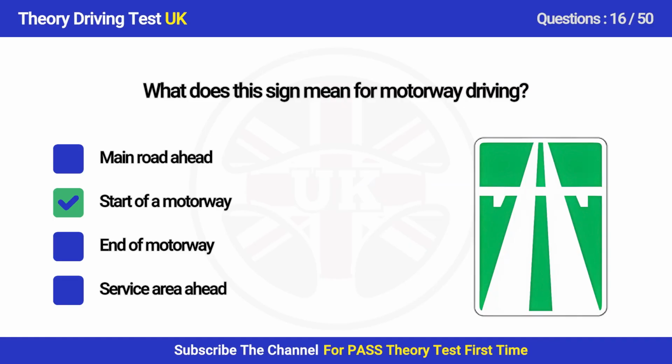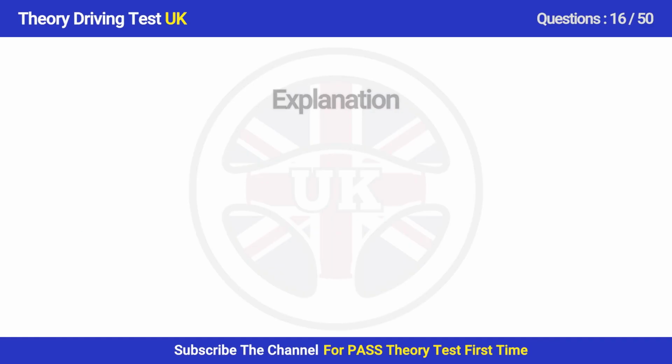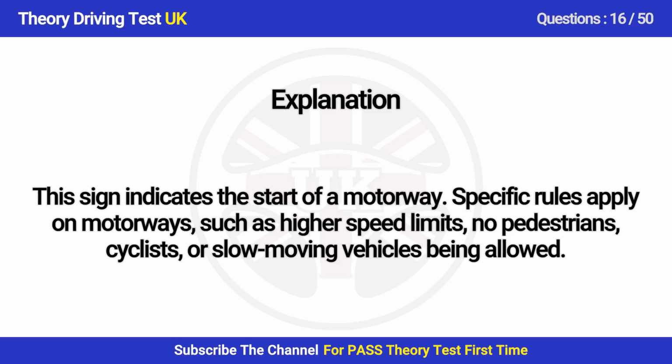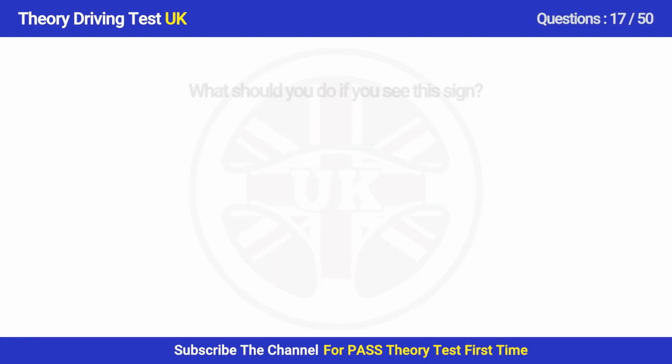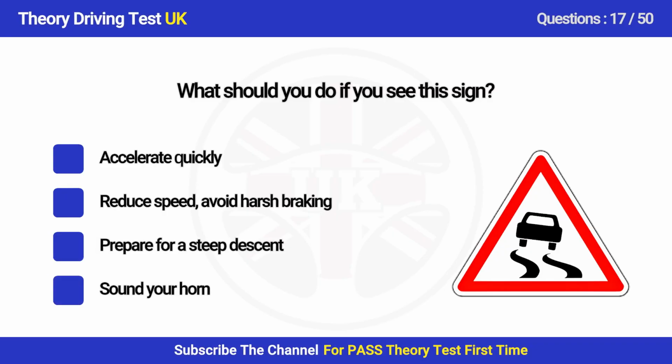Answer is B. Start of a motorway. This sign indicates the start of a motorway. Specific rules apply on motorways, such as higher speed limits, and no pedestrians, cyclists, or slow-moving vehicles being allowed. Question 17. What should you do if you see this sign?